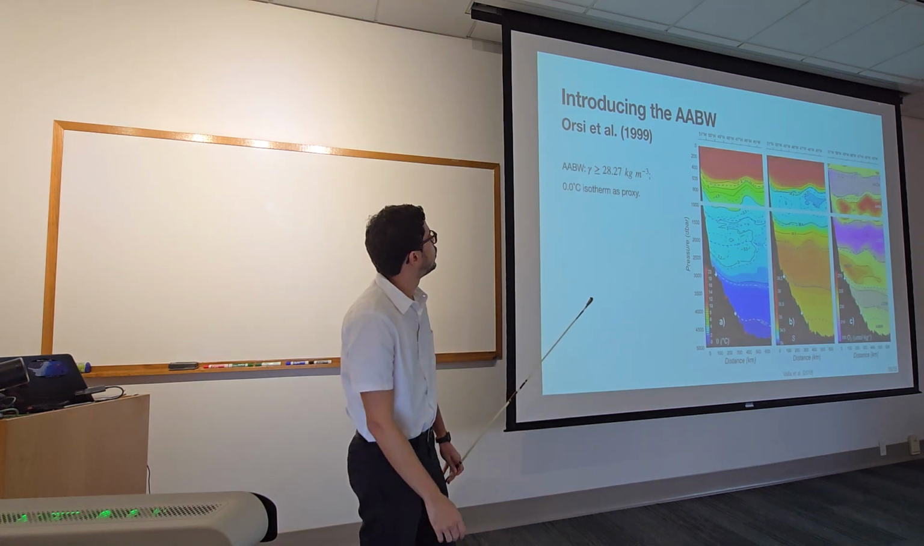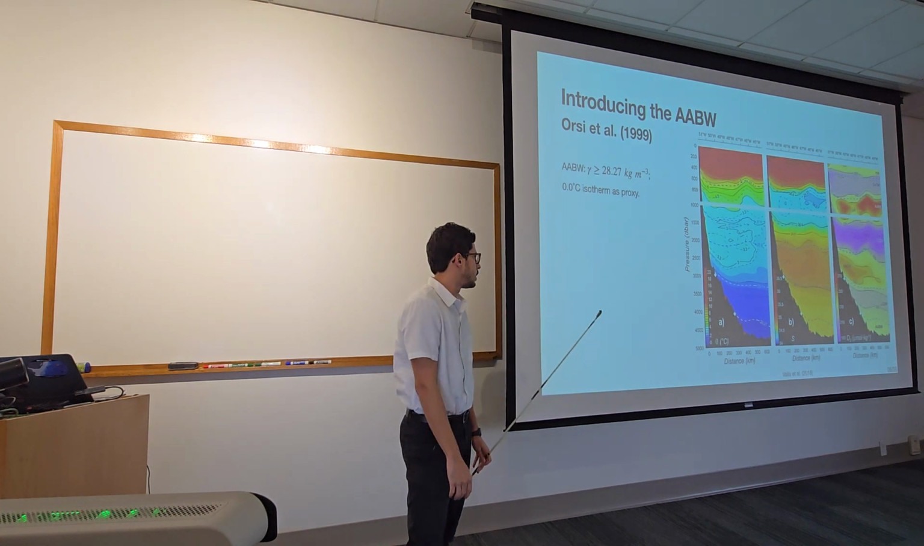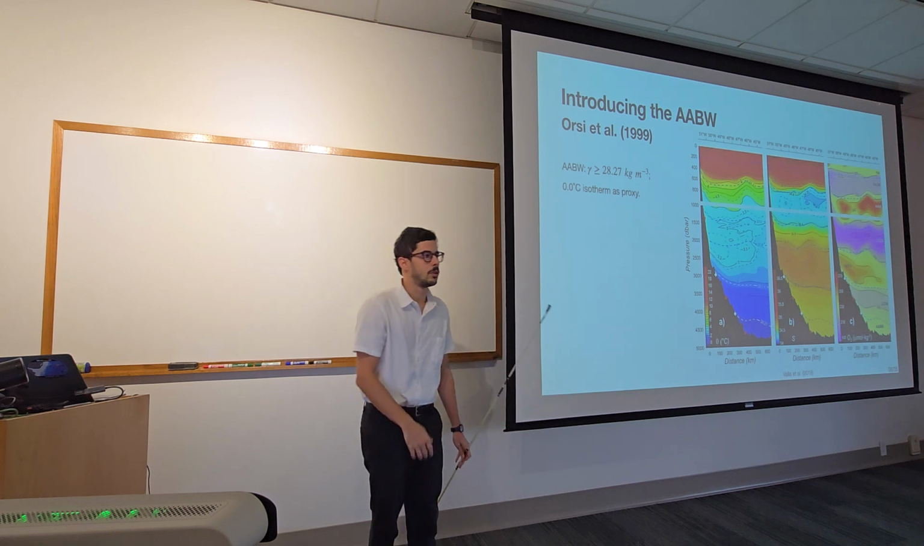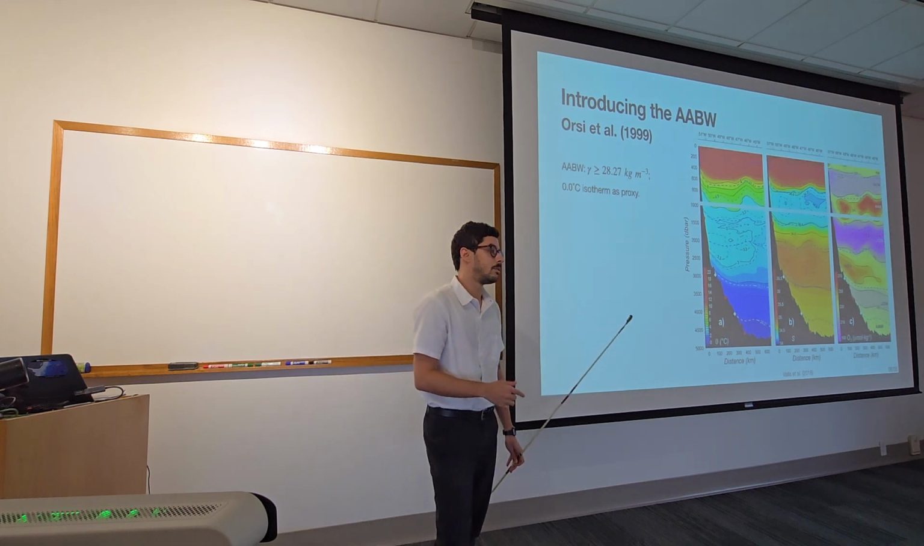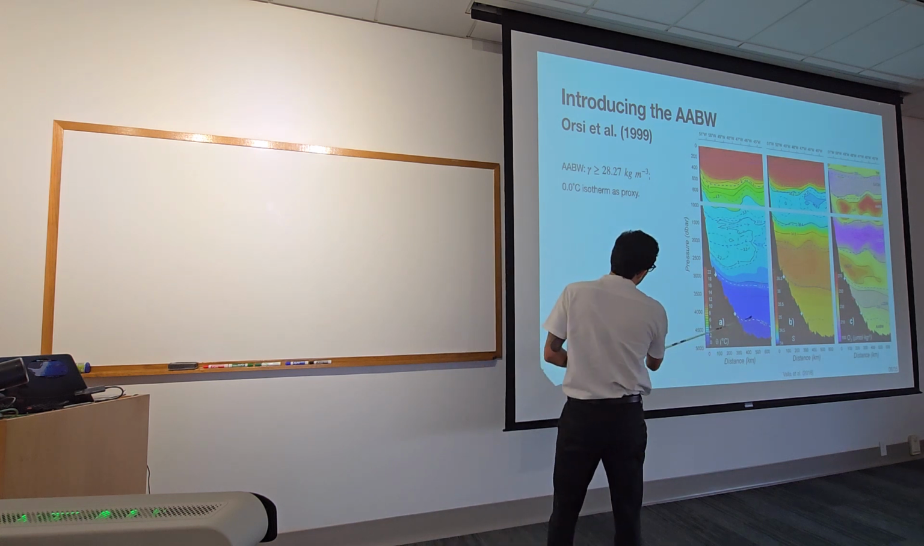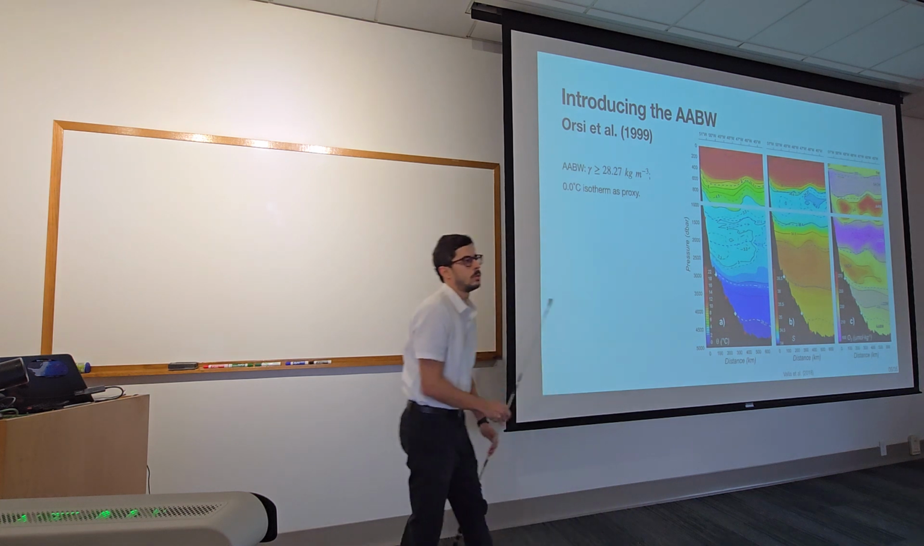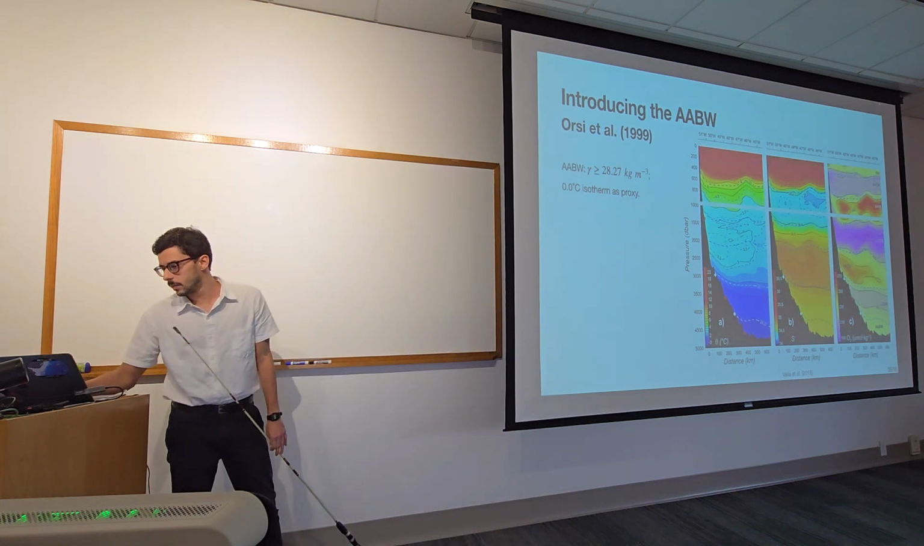We can also use a proxy to define this boundary, and this is the potential temperature isotherm of 0 degrees Celsius. And actually this is a very accurate proxy, and we can see in this plot the isotherm and the isopycnal are very close to each other, so it's a good proxy.